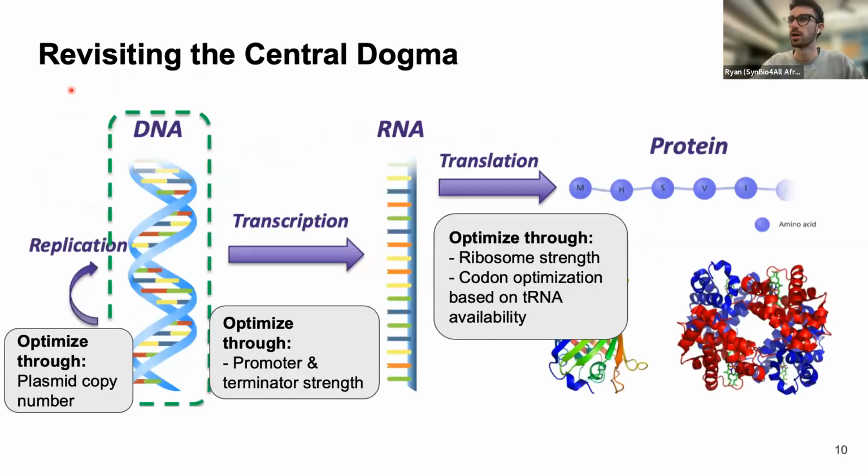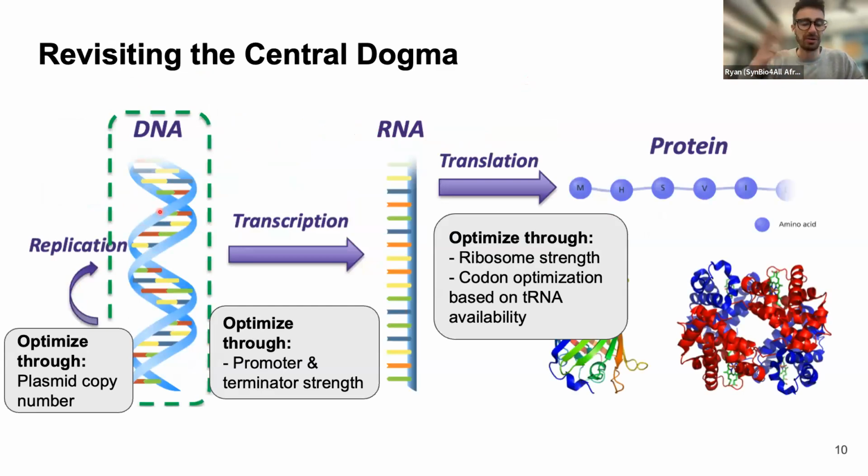So I want to come back and revisit the central dogma, which I think we talked about last week with Stephen. But basically, at every level of the central dogma, there's a way that we as synthetic biologists can optimize what's happening in our design.